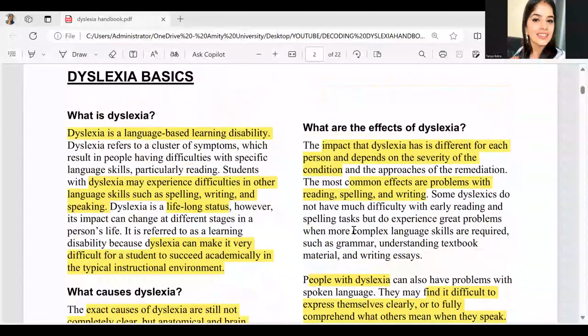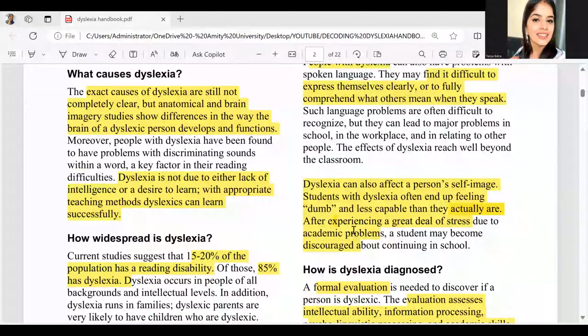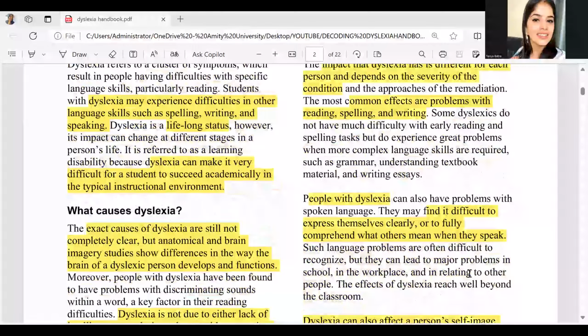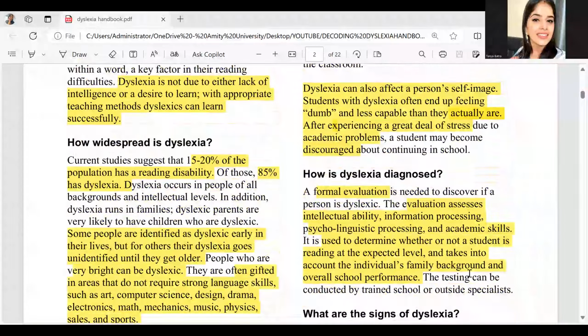Okay. The effects of dyslexia. Coming back to the effects of dyslexia again. People with dyslexia can have problems with spoken language. They find it difficult to express themselves clearly or to fully comprehend what others mean when they speak. So they might not be able to understand the instruction. They might not be able to understand the non-verbal cues. They might not be able to understand what the other person is trying to say. And they also have difficulty in expressing themselves.